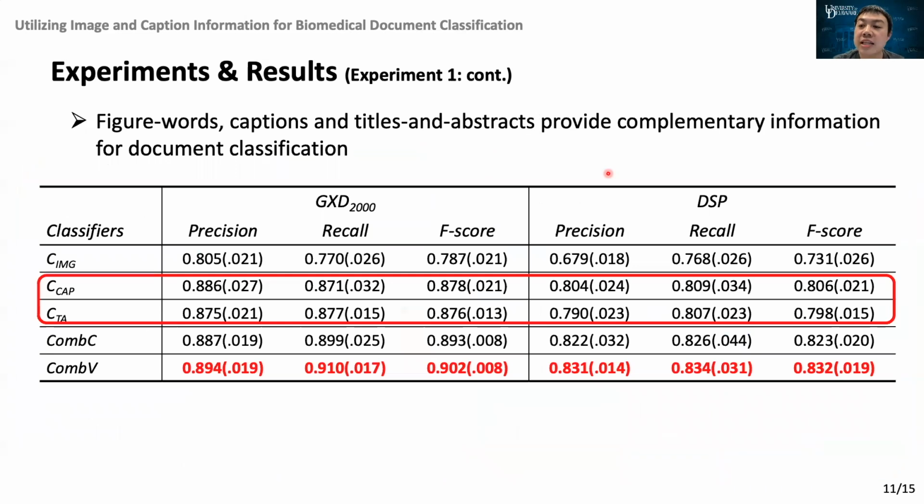Next, we look at the performance obtained by classifier CCAP, when captions are used only, and CTA, when titles and abstracts are used. It is interesting to find that over the GXD2000 dataset and the DSP dataset, these two classifiers attain similar performance. However, the relevant publications correctly identified by the classifiers are quite different.